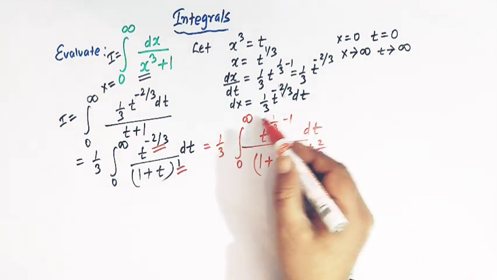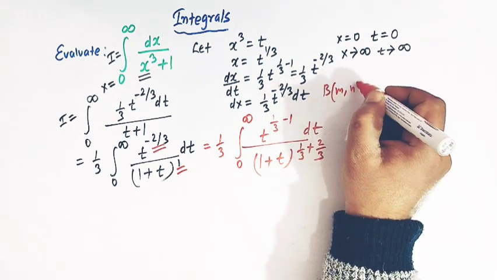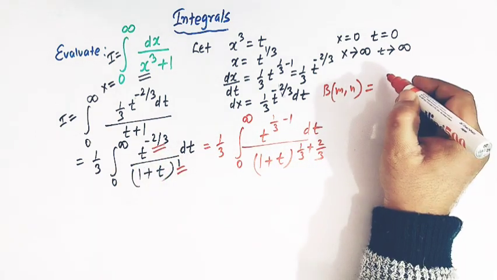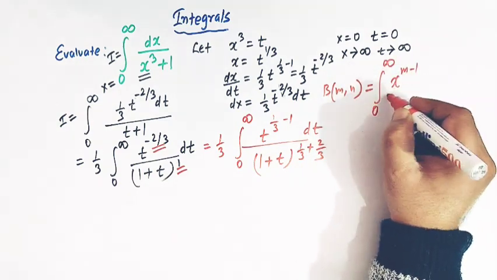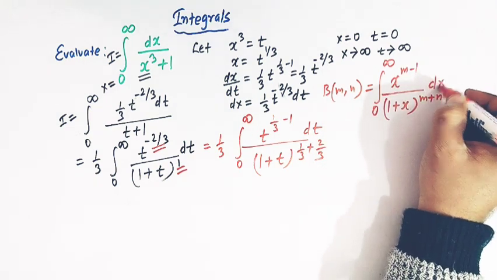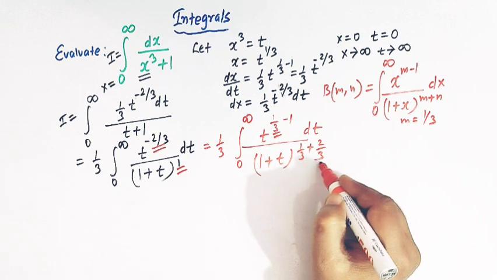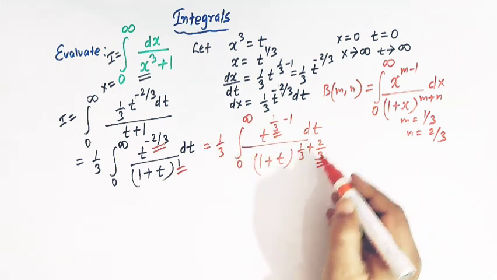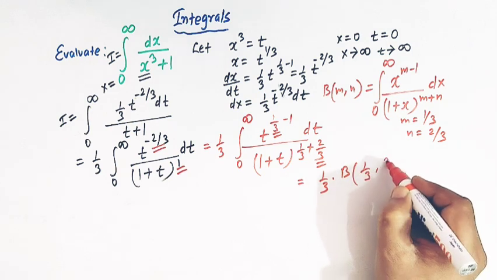So the purpose of writing this integral like this is the beta function, because beta function is responsible for writing this integral in this form, right? Because beta function is defined like this: 0 to infinity x raised to m minus 1 over 1 plus x raised to m plus n dx, right? So the value of m is obviously 1 over 3, and the value of n is equal to 2 by 3, right? So now this integral is equal to 1 by 3 beta of 1 by 3 and 2 by 3, right?